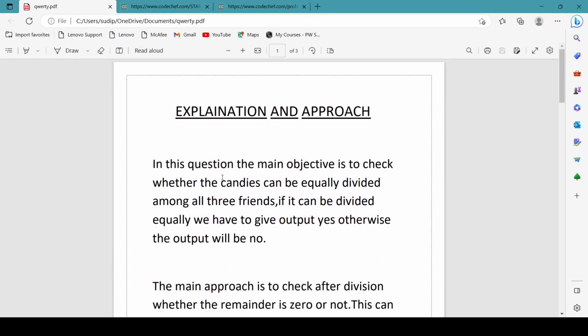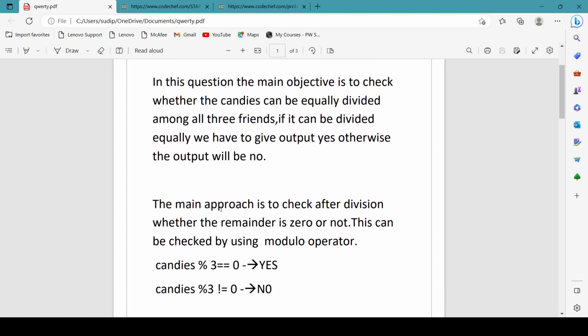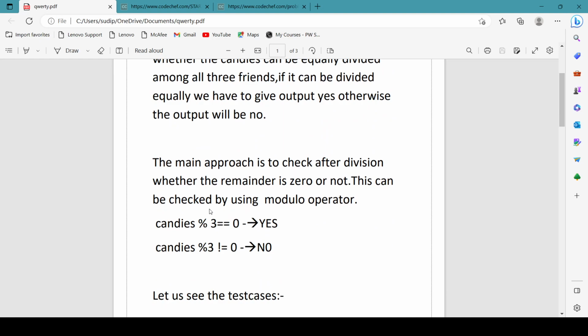Explanation and approach. In this question, the main objective is to check whether the candies can be equally divided among all 3 friends, and if they can be divided equally, we output yes, otherwise the output will be no. The main approach is to check after division whether the remainder is 0 or not. This can be checked by using the modulo operator. Candies modulo 3 equal to 0, then the output is yes. Candies modulo 3 not equal to 0, then the output is no.